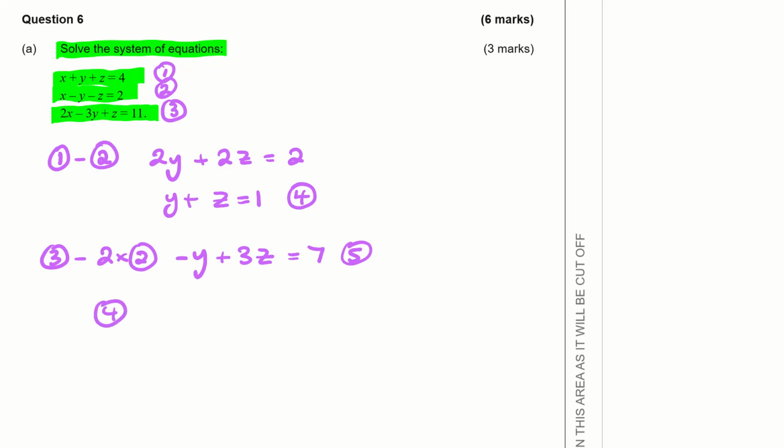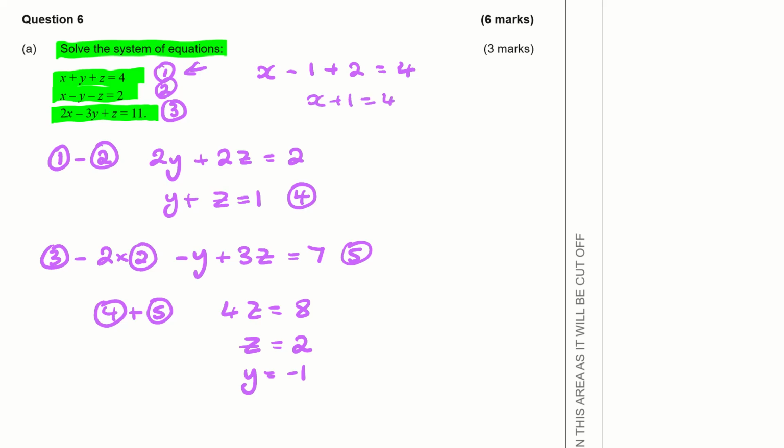Then if I do 4 add 5, the y's will disappear, and I get 4z's is equal to 8, and therefore z is equal to 2. Substituting back to 4 then gives me y is equal to negative 1, and then if we go up to the first equation here, that would give me x minus 1 plus 2 is equal to 4. So that's x plus 1 equals 4, giving me that x is equal to 3.